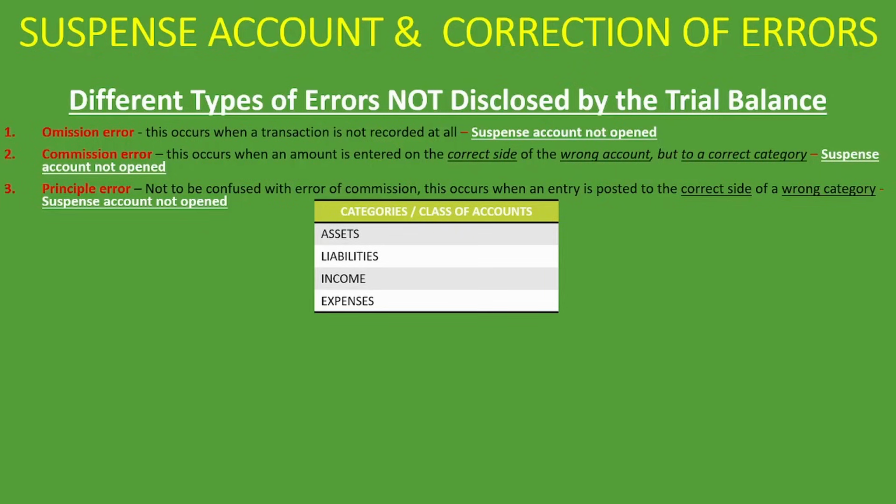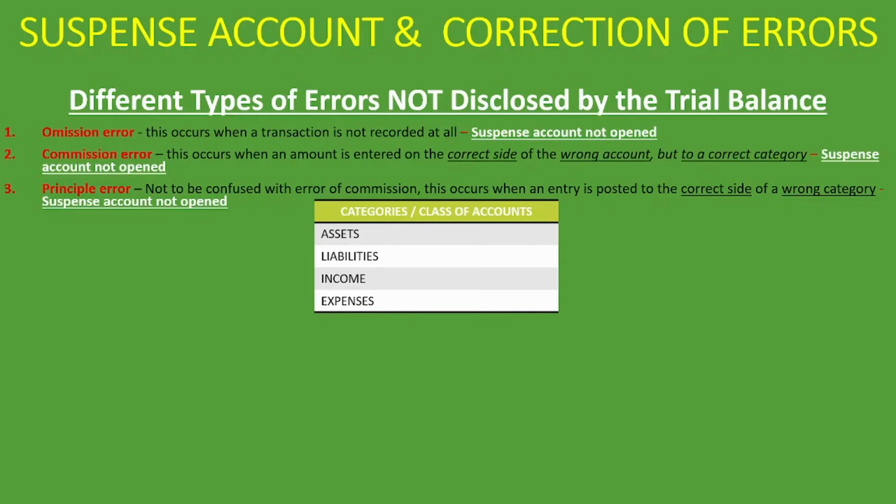Sometimes if you're not sure which one you're dealing with, you can use tips to try and remember this. For instance, here you've got the commission error. Remember, correct category: they both start with C, commission, correct. So you know the account would have been recorded to a correct category, but to a wrong account. But the principal error is to a wrong category. So you find a way of remembering that, but it's very important that you remember it when you're dealing with the correction of errors. But remember, for these two errors, you do not open a suspense account.